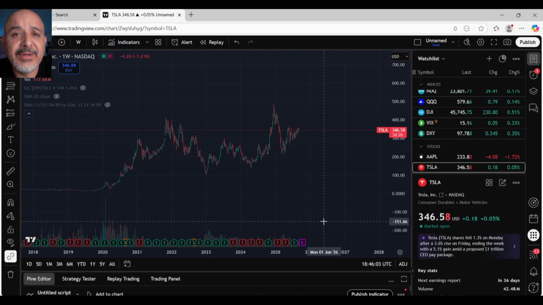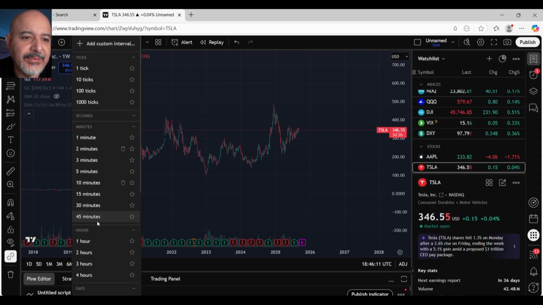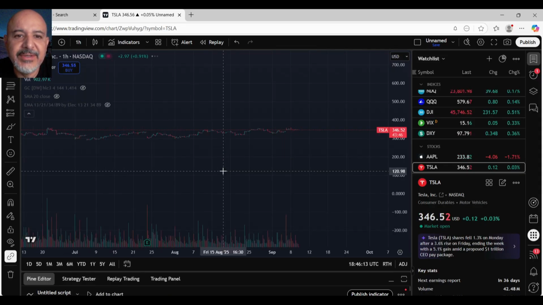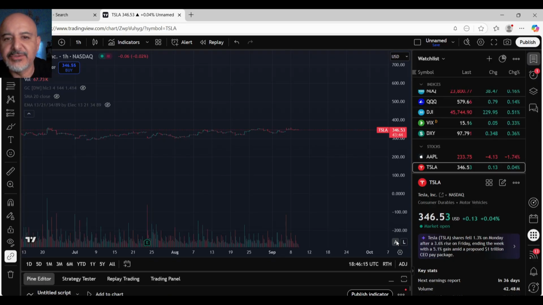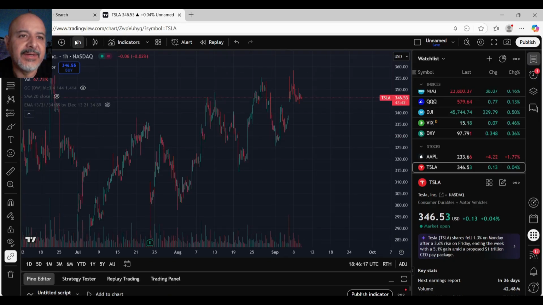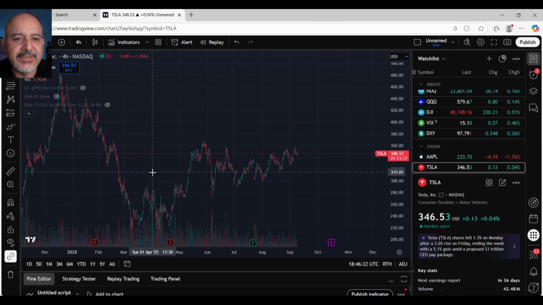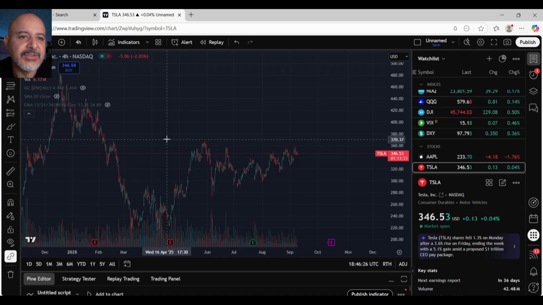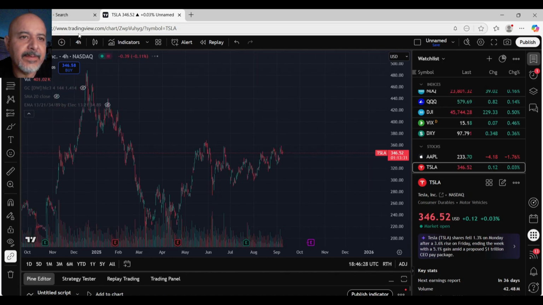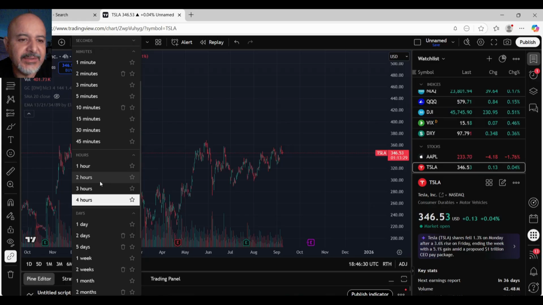Tesla's probably very hard to see in a daily or 4 hourly. If you go into the 1 hour chart, you'll see a lot of chopping around. You go to the 4 hour, again you'll see a lot of chops, a lot of cuts. So what I like to do is look at the weekly.